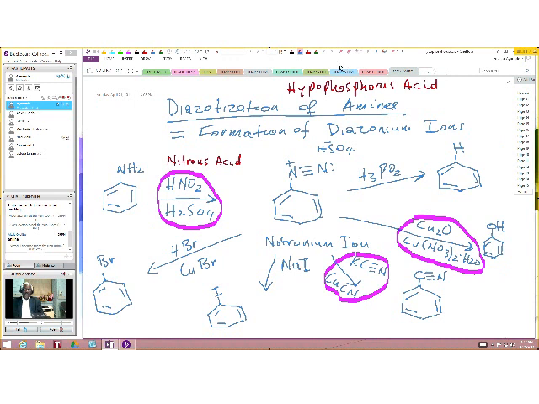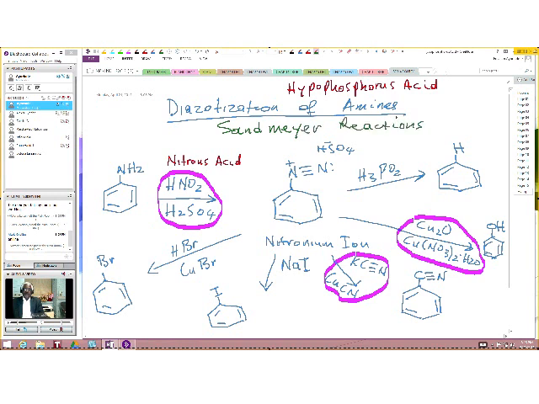Now, each one of these reactions that I've just given you, we refer to all of these as Sandmeyer reactions. Take this out of the way. All of these here we refer to as Sandmeyer reactions. In other words, for the Sandmeyer reaction, once you have your diazonium ion, you could then react the diazonium ion with any one of these reagents here to give the appropriate product.